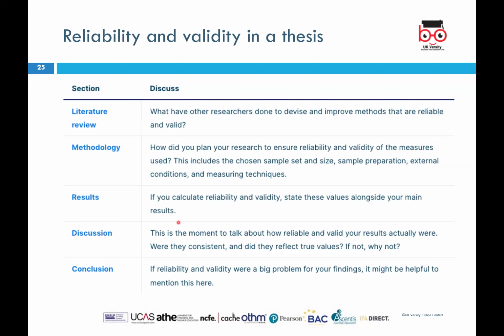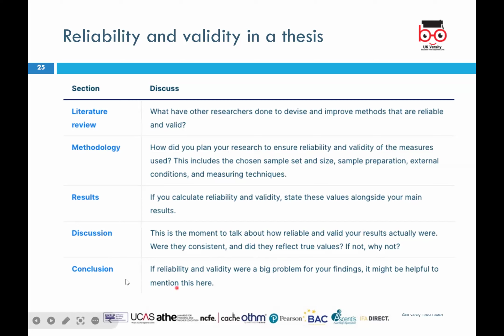Obviously, this is beyond the scope of this research, but you would want to consider it when you do your next research. Discussion is the moment to talk about whether your research, or your literature review, was done validly and reliably. Were your findings consistent and did they reflect true values? If not, why? And then in your conclusion, if reliability and validity was a big problem for your findings, it might be helpful to mention this here.